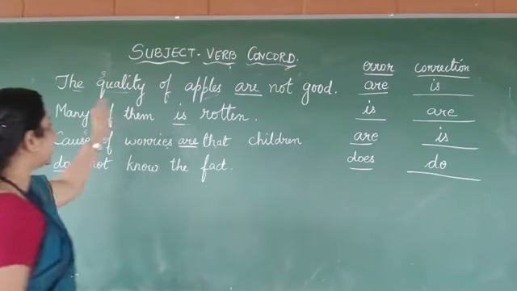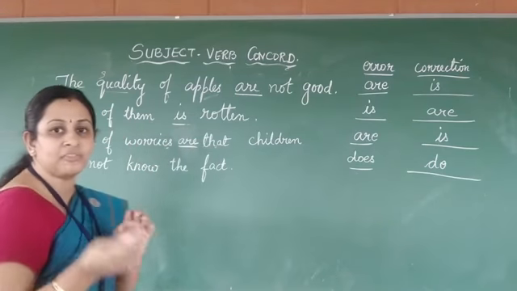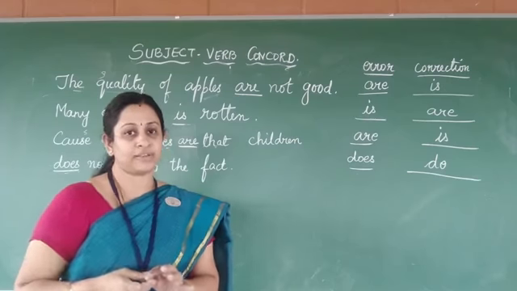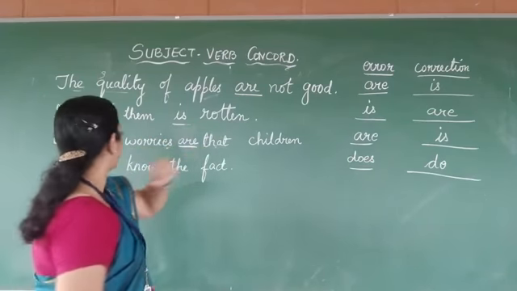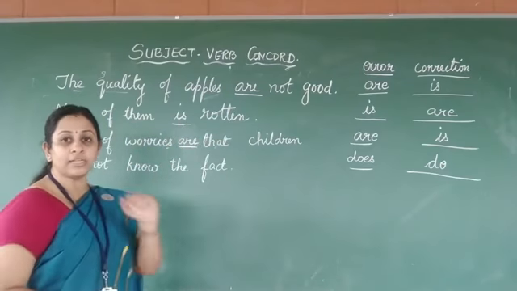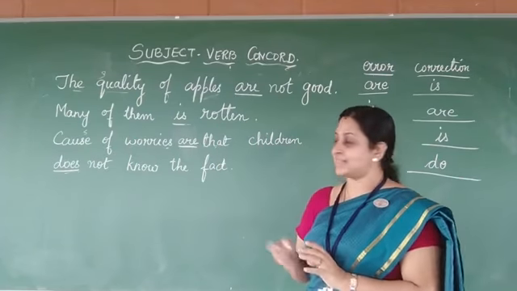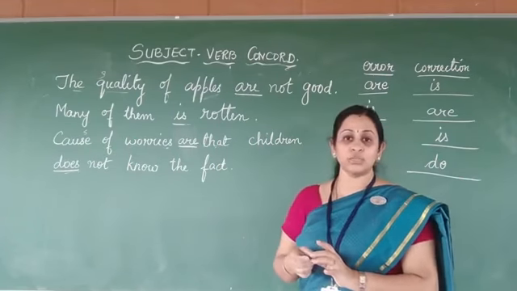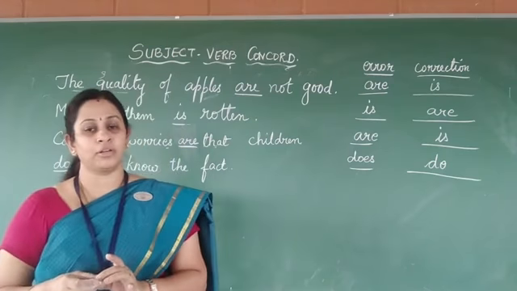So if you read the sentences now with the corrected word, your paragraph is going to sound just perfect. Let me quickly read it for you. The quality of apples is not good. Many of them are rotten. Cause of worries is that children do not know the fact. With this, we are going to close the subject verb concord.